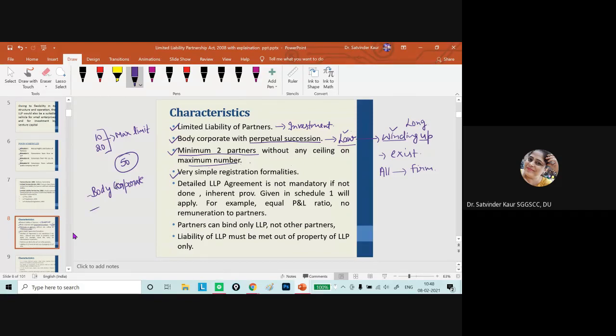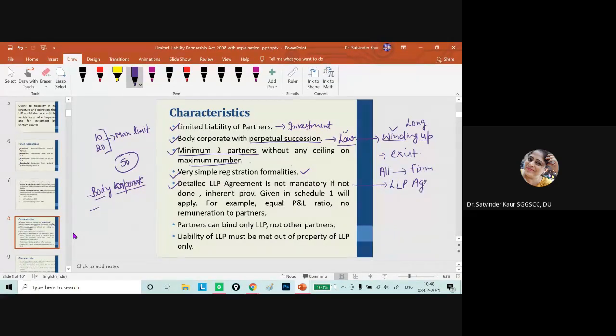But still, we say that the existence of a body corporate or registration of a body corporate requires more formalities and a little lengthy procedure. But in case of LLP, it requires a very simple process and there are fewer registration formalities for that. Then if we talk about how the partners are going to work, what will be the requirement, all these things will be recorded in the LLP agreement.